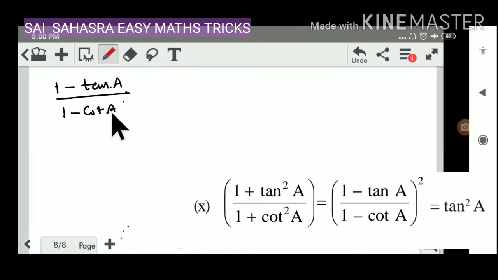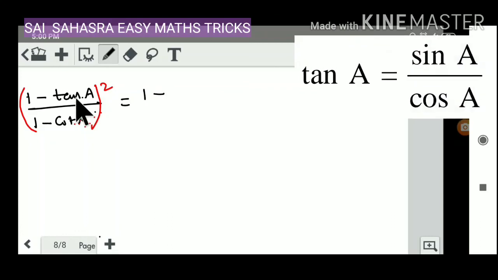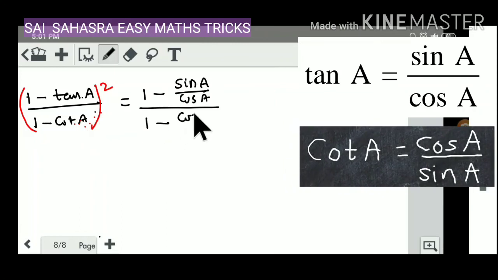Let us consider 1 minus tan A by 1 minus cot A whole square. This is given to us in our question. If we prove this one also as tan square A, then we can tell that all the three are equal. This tan A and cot A I wanted to express in terms of sin and cos. 1 minus tan A can be written as 1 minus sin A by cos A, divided by 1 minus cot A, which can be written as 1 minus cos A by sin A, overall square.